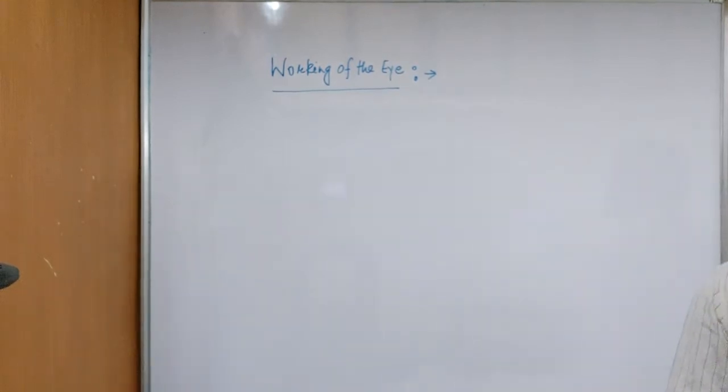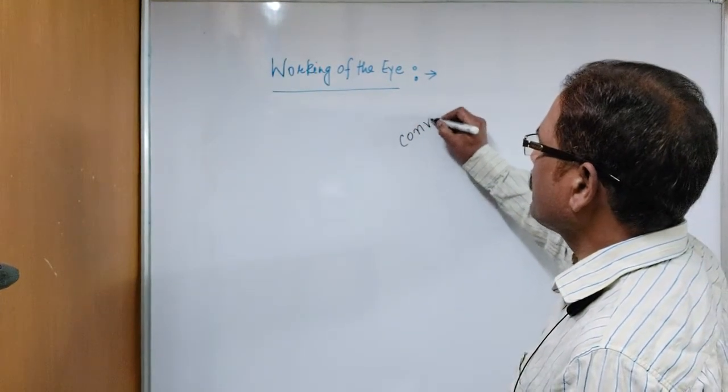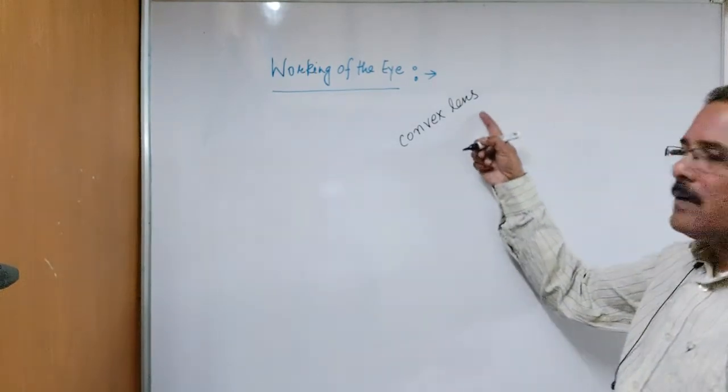Right. When we look at an object, then light rays coming from the object enter the pupil of the eye and fall on the eye lens. The eye lens is a convex lens.